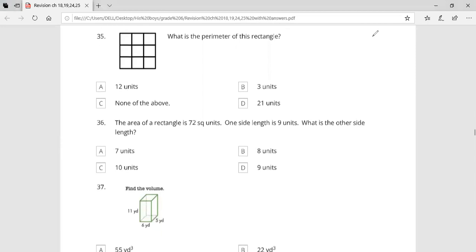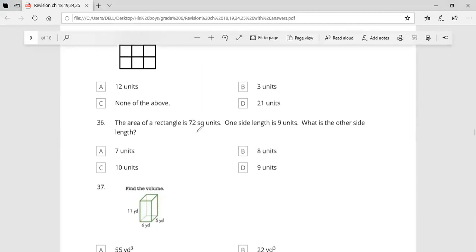The next one, number 36, the area. Here it says the area of a rectangle is 72 square units. One side is 9 units. What is the other side? The area equals, as we said before, length L multiplied by W. So the area is 72 and one of the side lengths is 9. What is the width? We can divide both sides by 9. 72 divided by 9 to get W. So the other side is going to be 9. Going to be 8, sorry. So 8 units, like this.